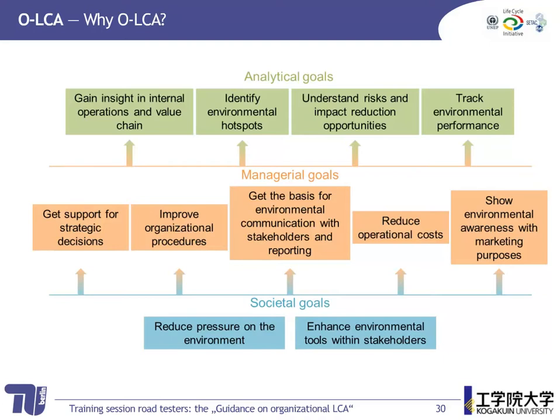So, in the first step, we see, for example, that the company can gain insights about their internal operations and value chain, so the company can have more information about what's going on in their side, but also in the provider's side. All this information allows the company or the organization to identify which are the hotspots at the company and the value chain. And this will allow the company to understand risk and impact reduction opportunities.